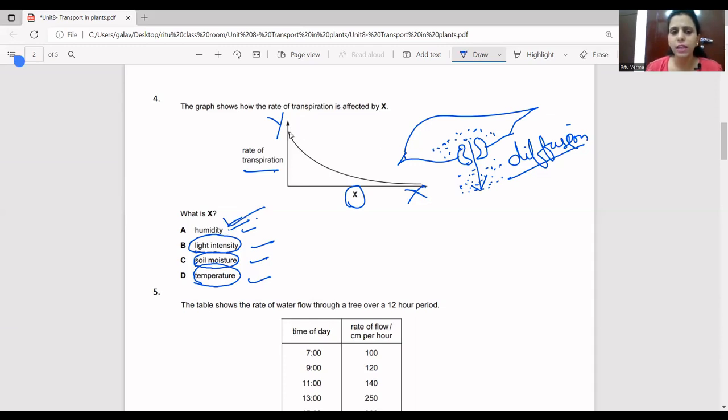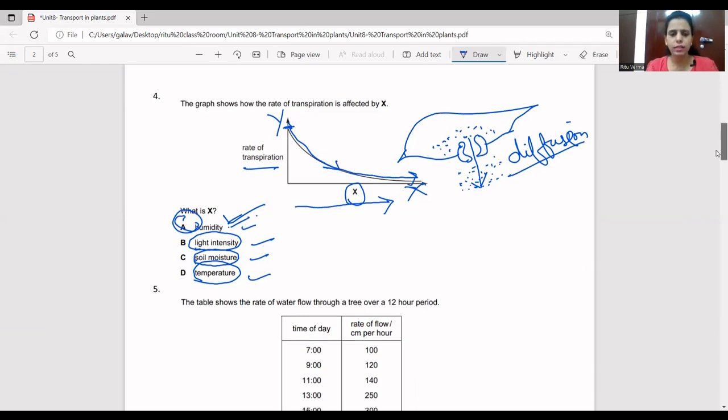The graph shows the same thing. Initially, the rate of transpiration was this much, and as time is passing by, you can see in the graph that the rate of transpiration is decreasing. Hence the correct answer for this question is A, humidity.